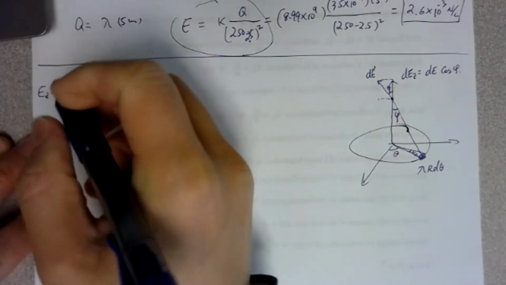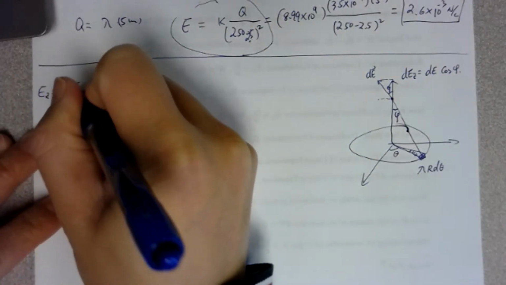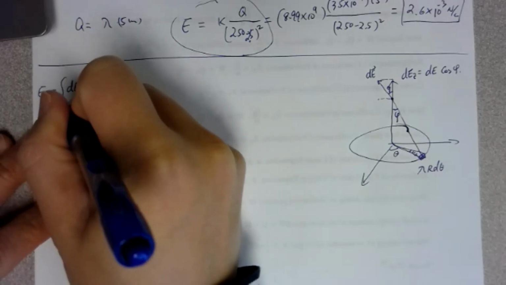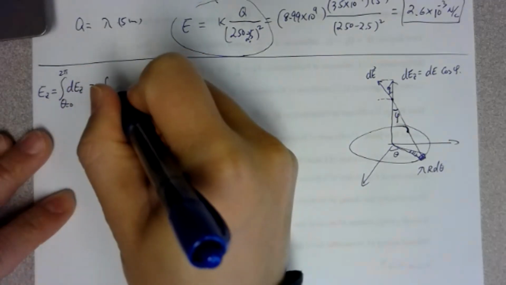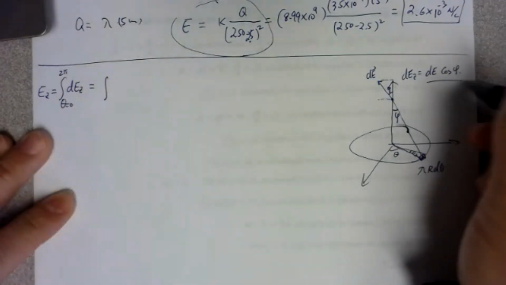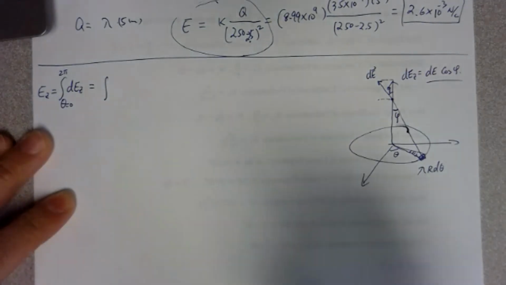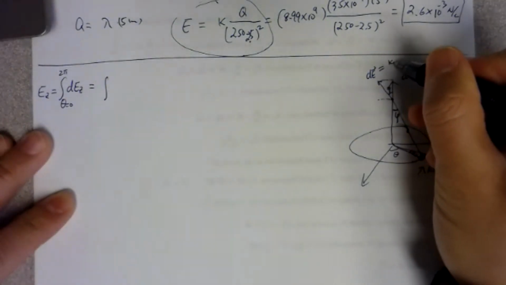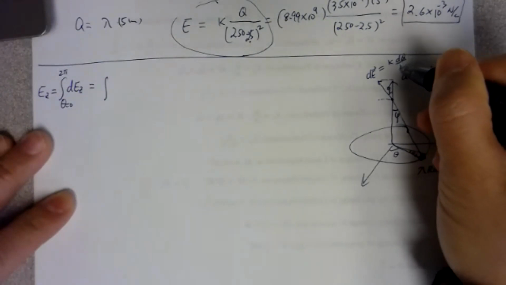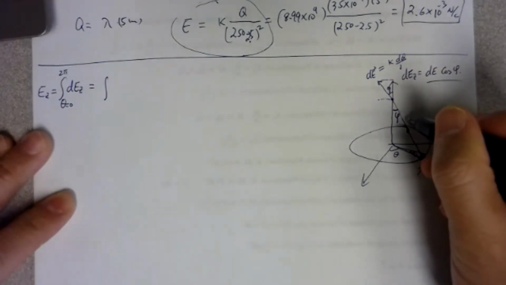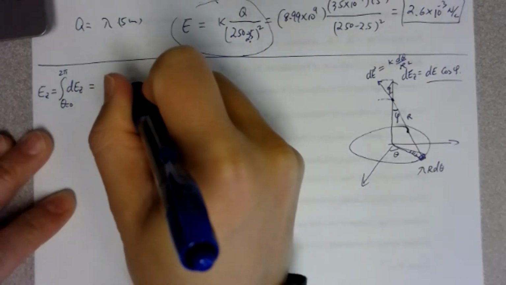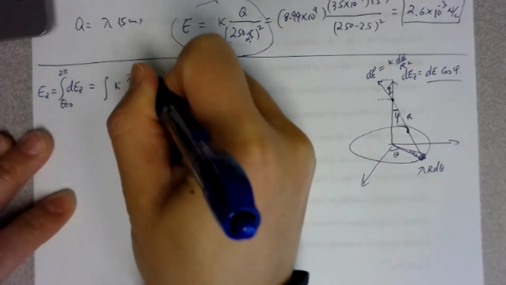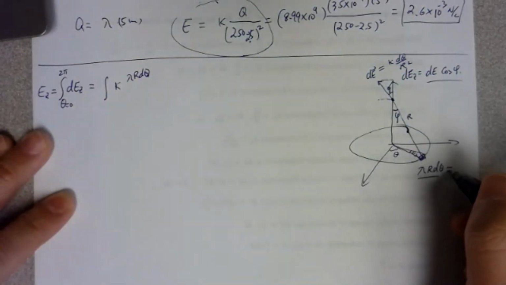So overall, the electric field, which is just in the Z direction, should be the integration of dEz over theta from 0 to 2 pi. That equals the integration of dEz, where dE is going to be k dq over r squared. From here to here is r, so it's over r squared. And k dq will be lambda r d theta. So this is your dq.